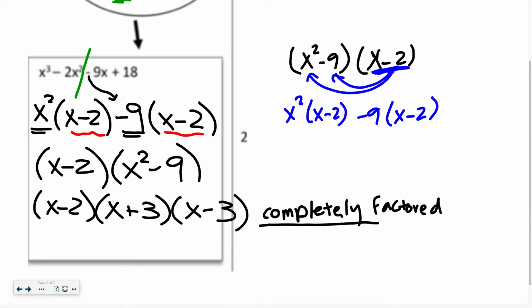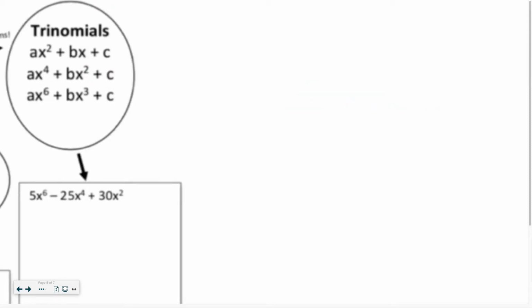Yep. Okay, any questions about factor by grouping? That should be one that you have seen before. Okay, be on the lookout for 4 terms. That's a sign to factor by grouping. Last one, trinomials.